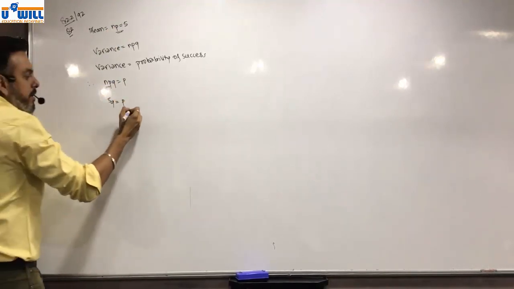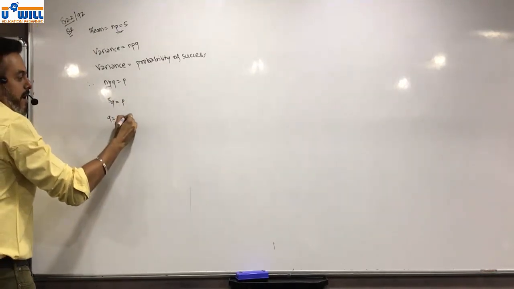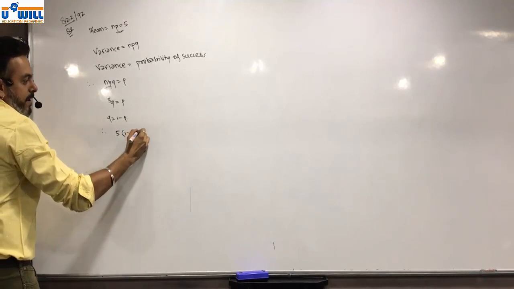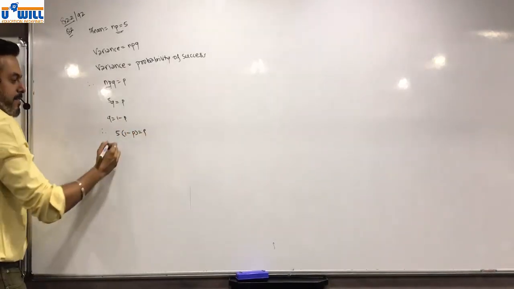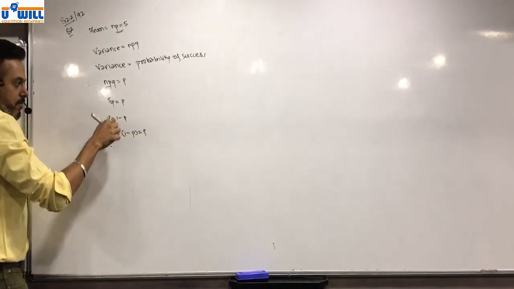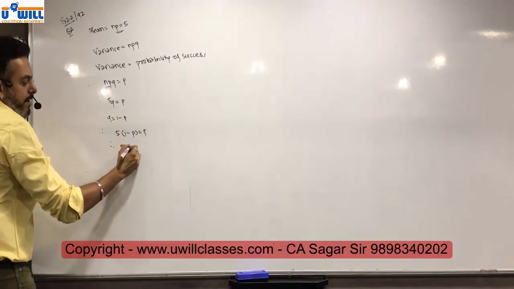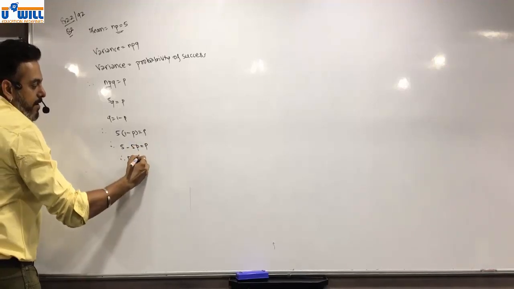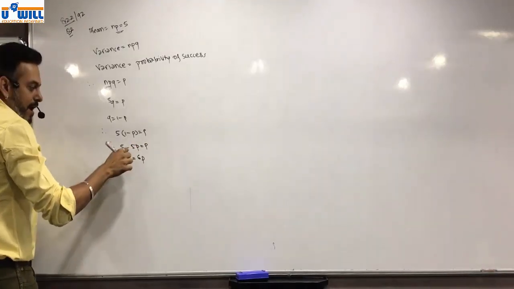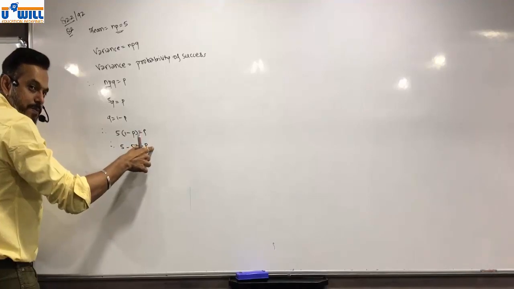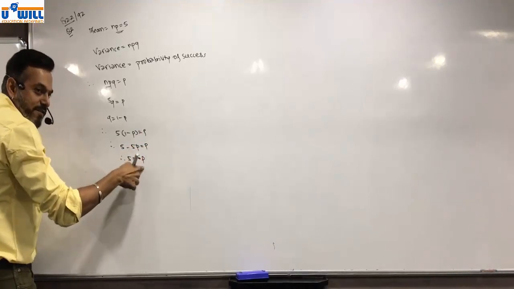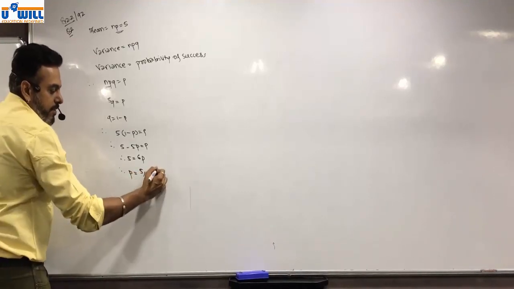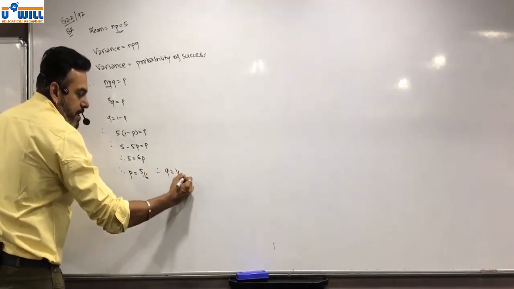Now, what is q? q is equal to 1 minus p. Therefore, 5 into 1 minus p is equal to p. So 5 minus 5p is equal to p. Therefore, 5 is equal to, this comes here, 5 minus 5p will become plus 5p plus p is equal to 6p. Therefore, p is equal to 5 by 6. Therefore, q is equal to 1 by 6.